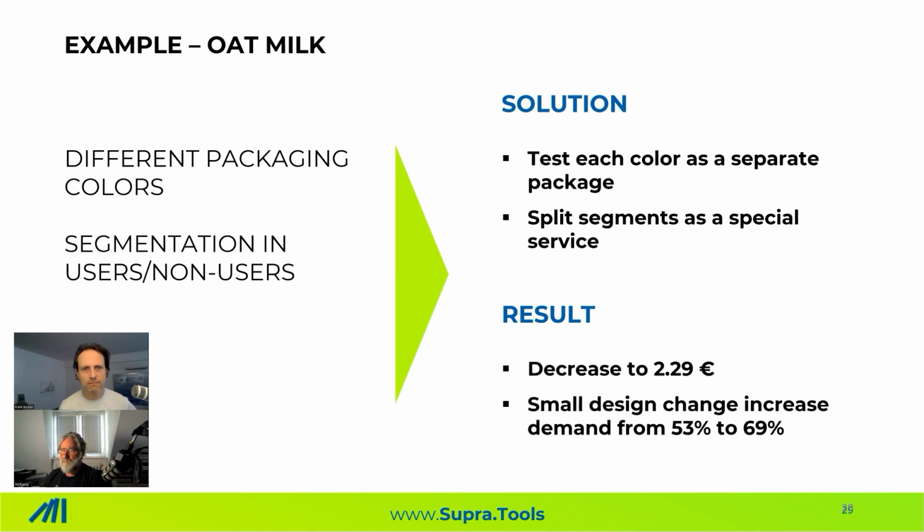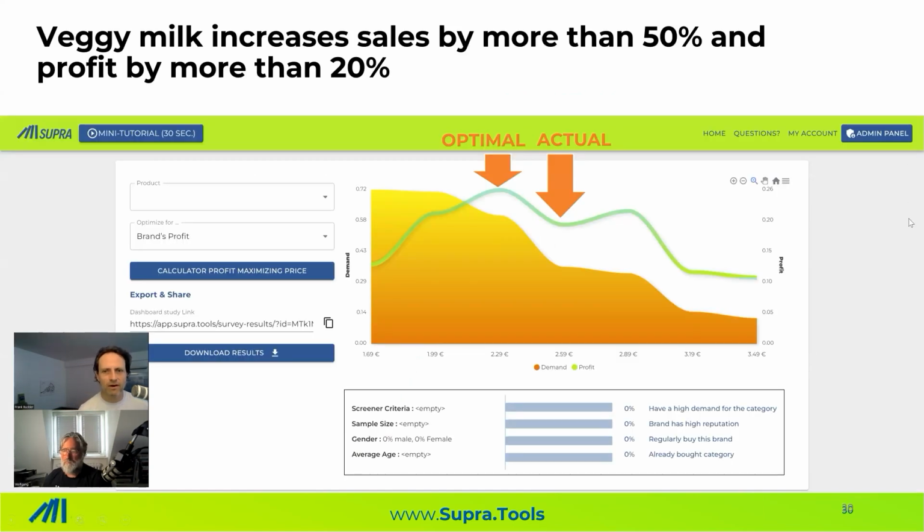So that's amazing. This also means that with Supra.Tools, you have a product testing device, which not only tells you if a design is good, but also how much people are considering to pay, right? So the price was at 259, but actually the demand skyrockets if you bring it down to 229.